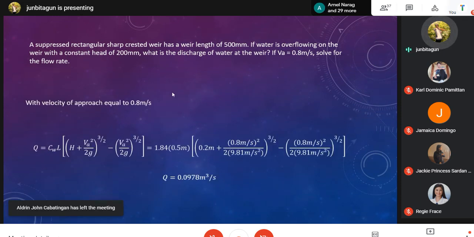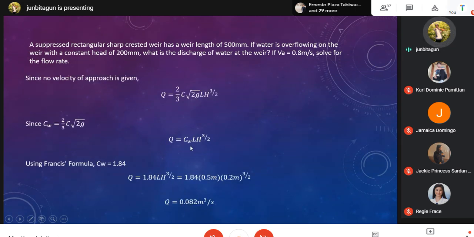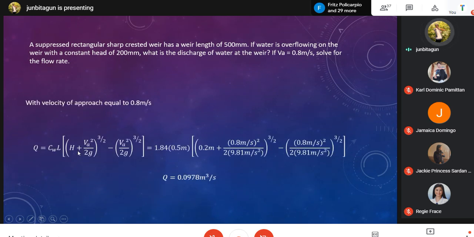Tapos, alalahanin nyo, meron tayong criteria na what if may velocity of approach? Balik lang sa original formula niya. Ang nangyari lang naman sa original formula, guys, itong Va squared over 2G na add sa head and then minus din siya dito. Kasi pag nag-zero yung velocity of approach, babalik lang siya sa H raised to 3 halves. Wala na. Babalik sa formula ng CW L H raised to 3 halves. Okay? Pero pag meron, ipa-plus nyo siya and then minus dito. So, ito na yung panibagong flow rate mo for a given velocity of approach.